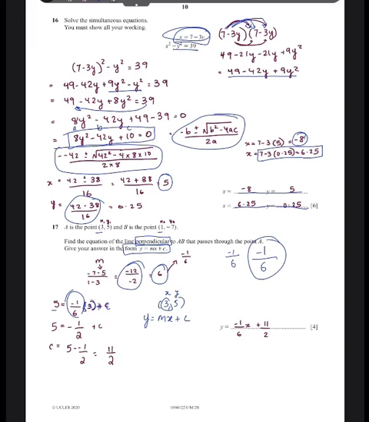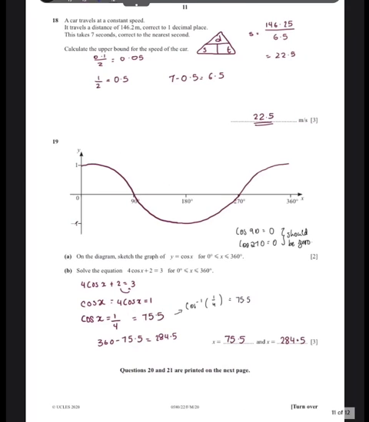We have to find the intercept. So for that, first we will multiply minus 1 by 6 into 3. We'll get minus 1 by 2. And then we can do 5 minus minus 1 by 2. And that will be equal to 11 by 2. So you can write this in the fraction form, which will be y is equal to minus 1 by 6x plus 11 by 2.